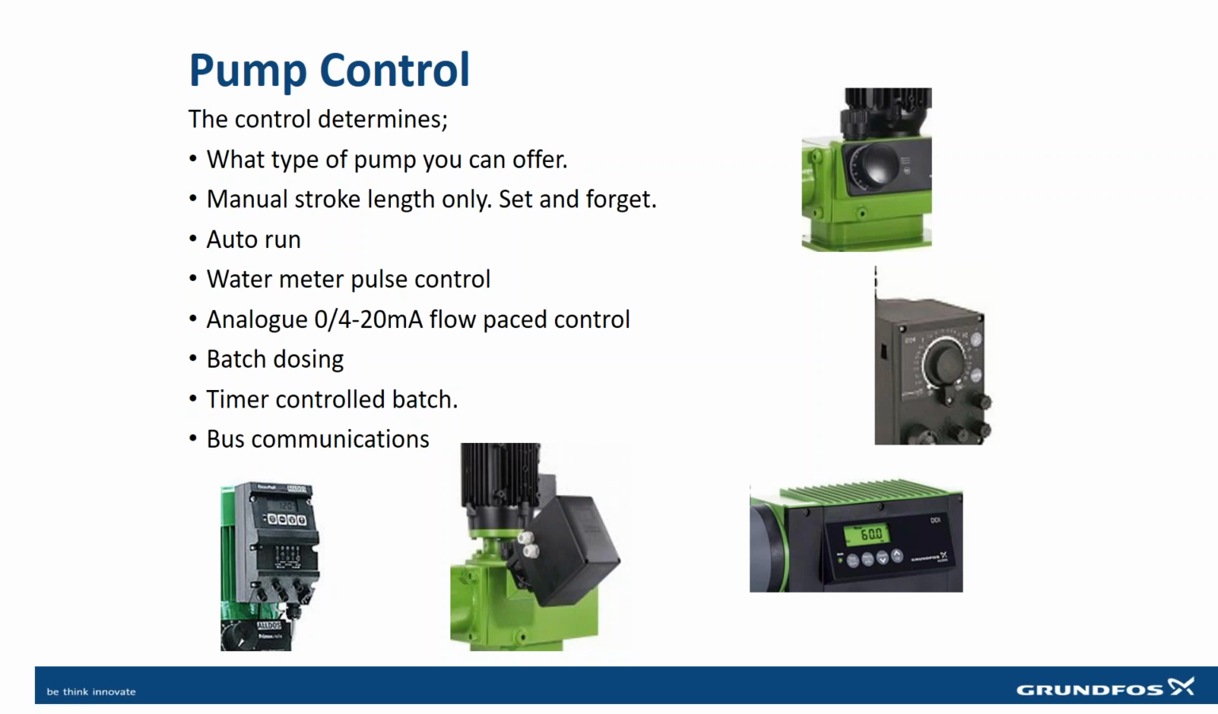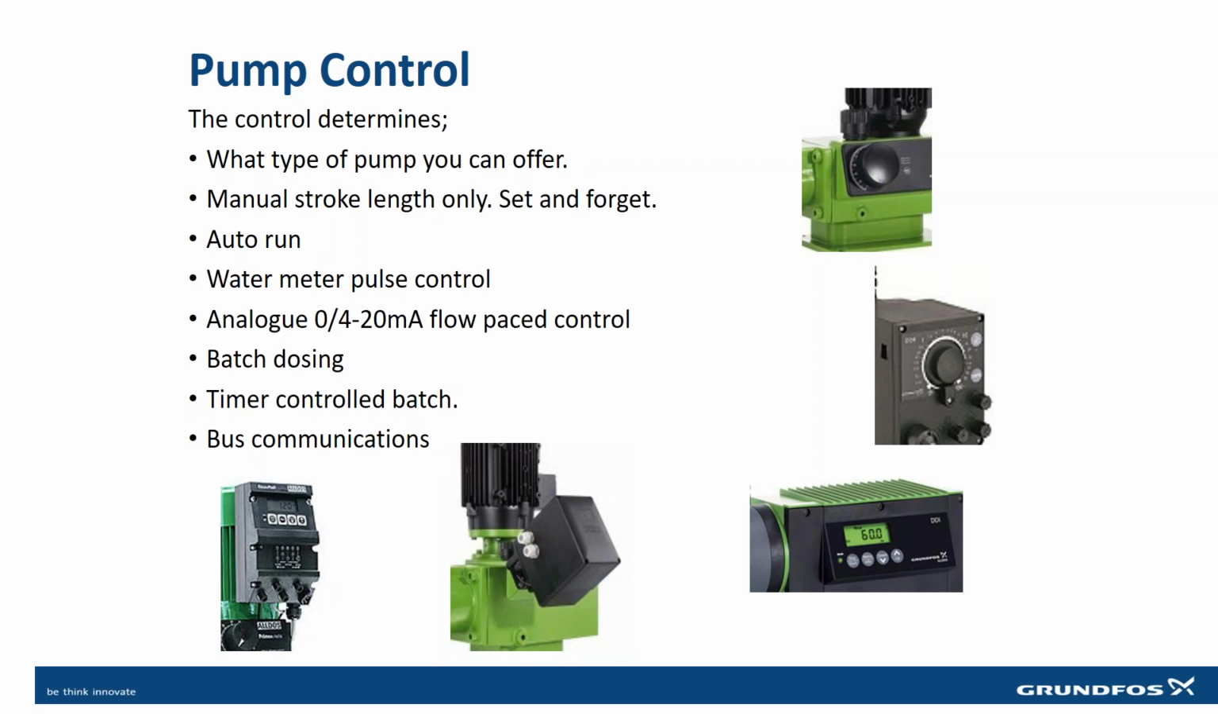You might want more than simply manual control, so you might need auto control, perhaps a paddle switch in the water flow that activates the dosing pump when there's water flow and stops the dosing pump when the flow stops. You may need to flow pace the pump. You may have a water line where the flow varies, increases and decreases, and so we need to vary the dose rate according to that water flow.